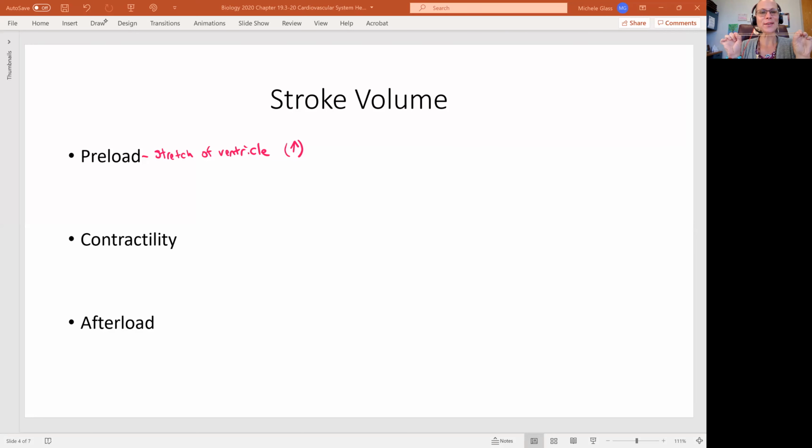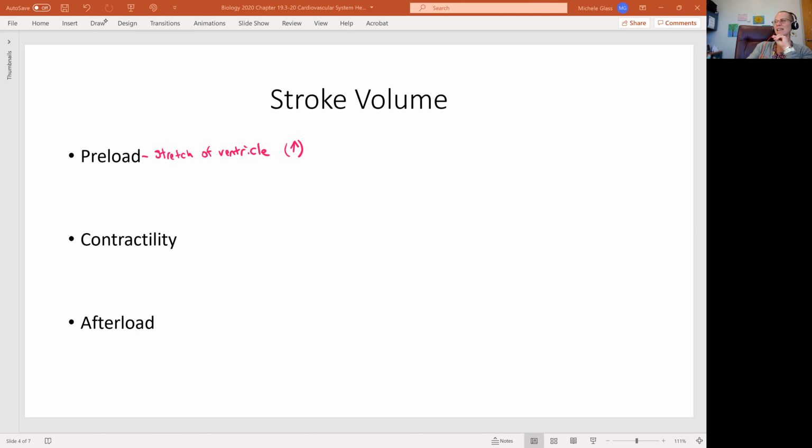When we think about preload, let's think about the rubber band, right? So the more we stretch out that rubber band, like I'm starting to get scared because if I let go, it's going to snap and it might hurt a little bit, right? So when we think about preload, if we only stretch a little bit and let go, it's no big deal, right? There's not a lot of force that's generated. If we stretch it really far and then let go, we're going to generate a whole lot more force.